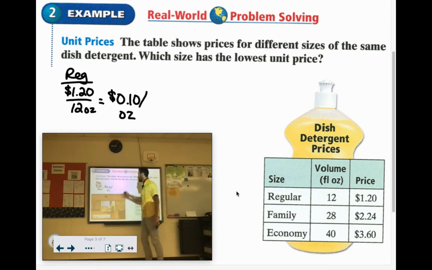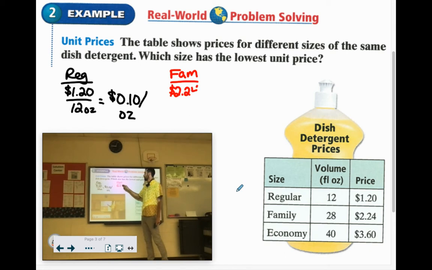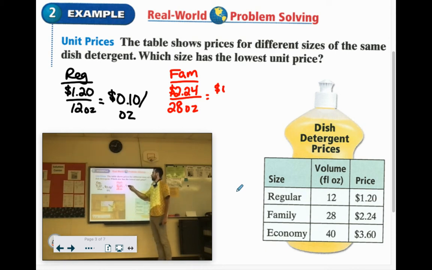The family size is a little larger, a little more expensive, so it's $2.24 divided by, that one's 28 ounces. So let's calculate our cost per ounce there. 2.24 divided by 28. So that one comes out to 8 cents per ounce. So that's a better deal so far.